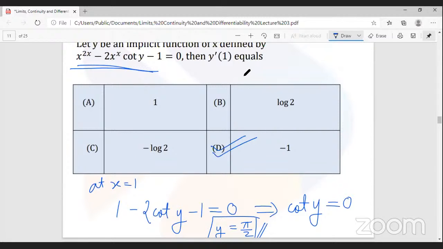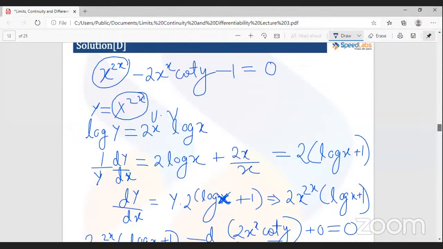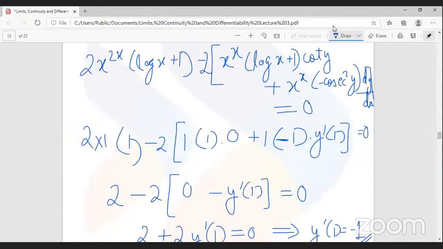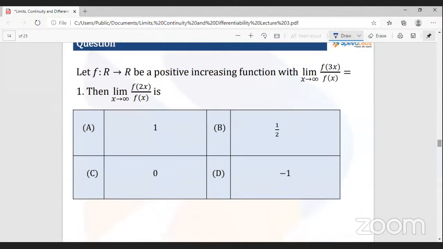Do you have any doubts? Is it clear to all, this question? Clear. Okay. Great. So this is the last question for today. This is a very easy question. You have 1 minute to solve it, and then we'll discuss the solution.